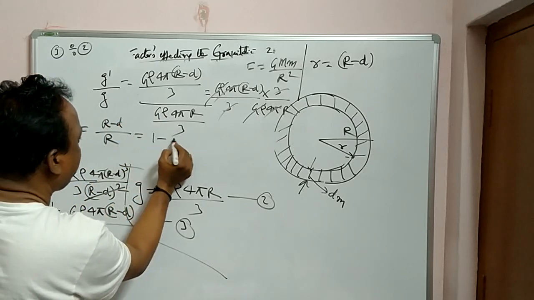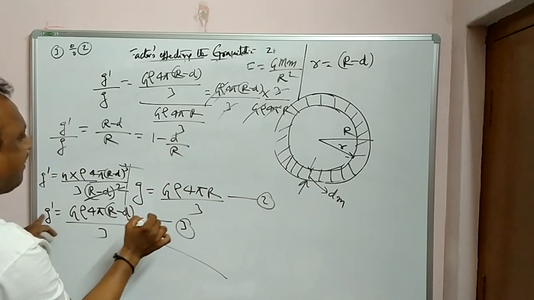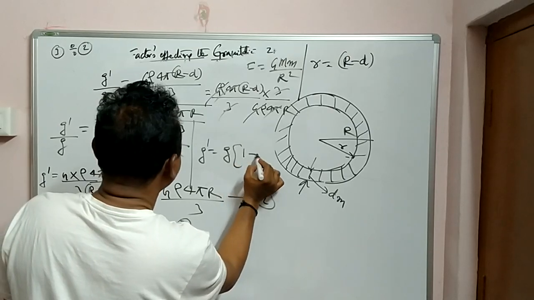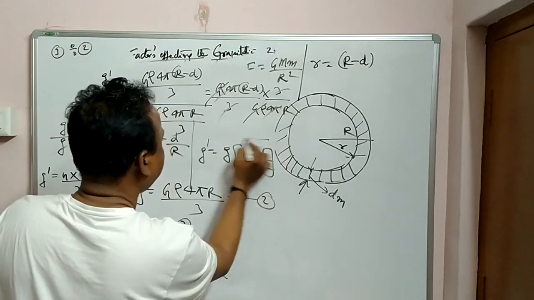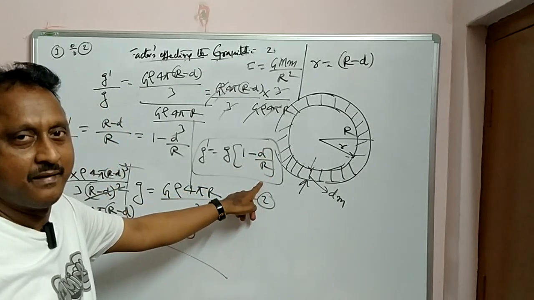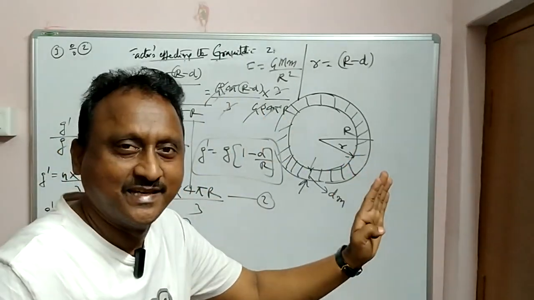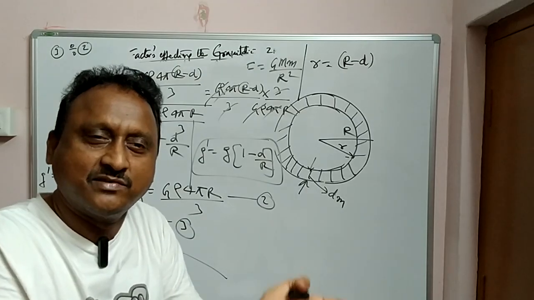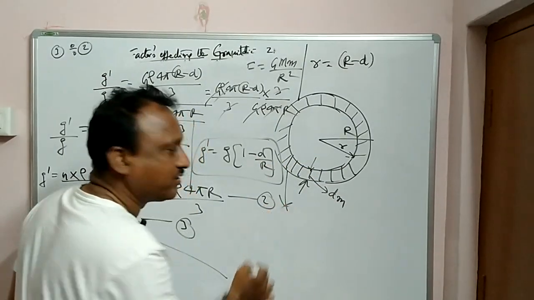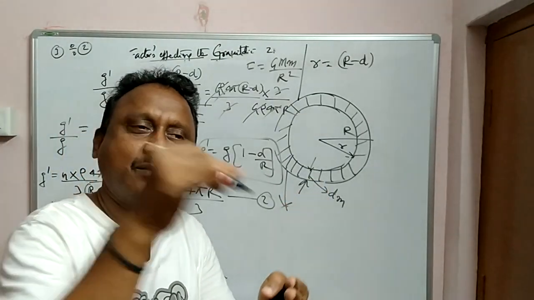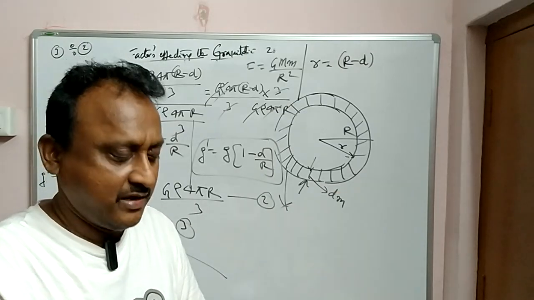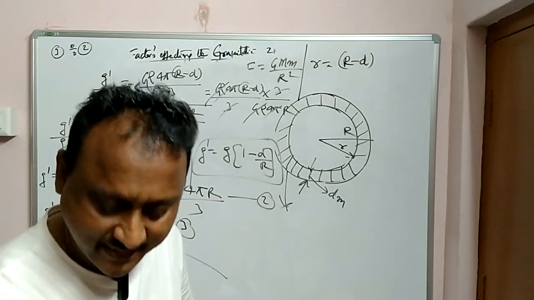This I can make as 1 minus D by R. Or otherwise, G dash is equal to G into 1 minus D by R. See what happened? G dash is equal to G into 1 minus D by R. So G minus again something. So G minus something, and again what happens? Value 9.8 minus something. Again decreasing. So again due to the depth also, as you go deeper into the earth surface, the value of G, acceleration due to gravity or gravitation field intensity, will be decreasing.